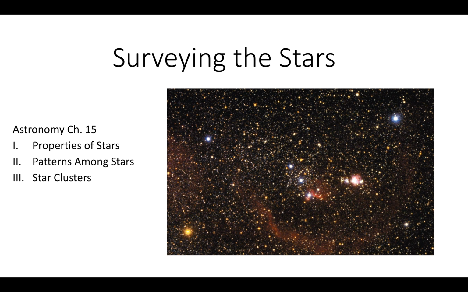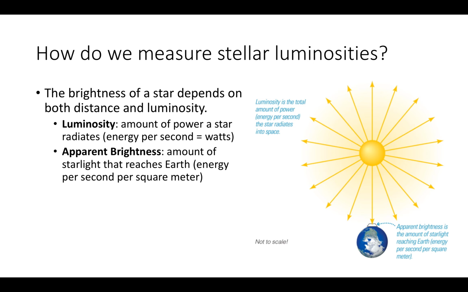Okay, so yesterday we talked about our sun. Today we're going to talk about other stars, okay? Properties of stars, patterns that we see among stars, and then finally talk about star clusters and how there's two types of star clusters. So how do we measure how bright stars are?